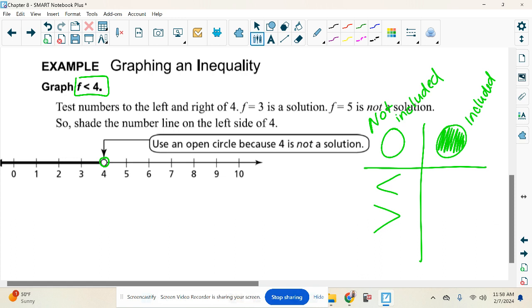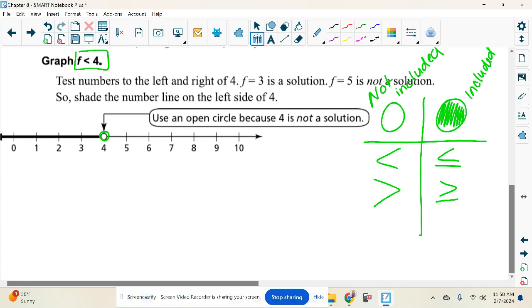Just go with me. If it's less than or greater than, it's an open circle. If it's less than or equal to, or greater than or equal to, it's a closed circle. Because can 4 be less than or equal to 4? Yes, because it can be equal to 4. 4 can be equal to itself, so it could be included in the answer. Okay?